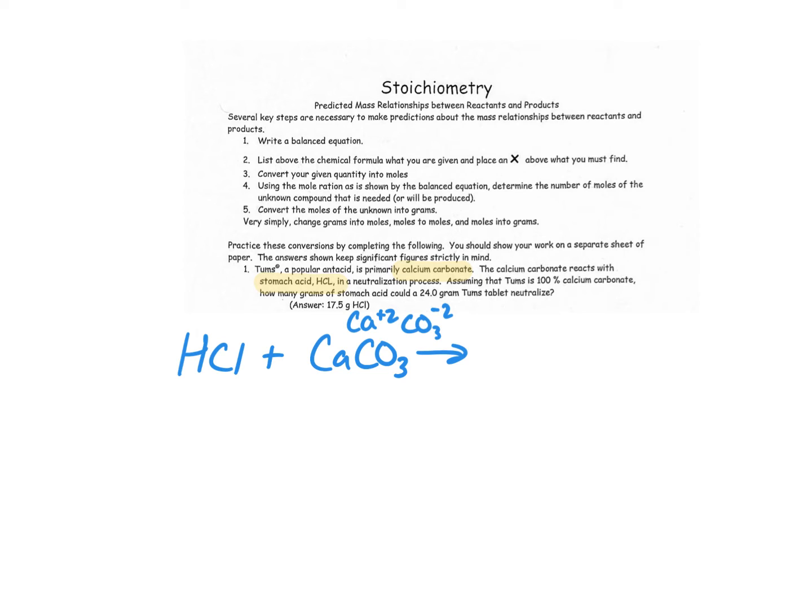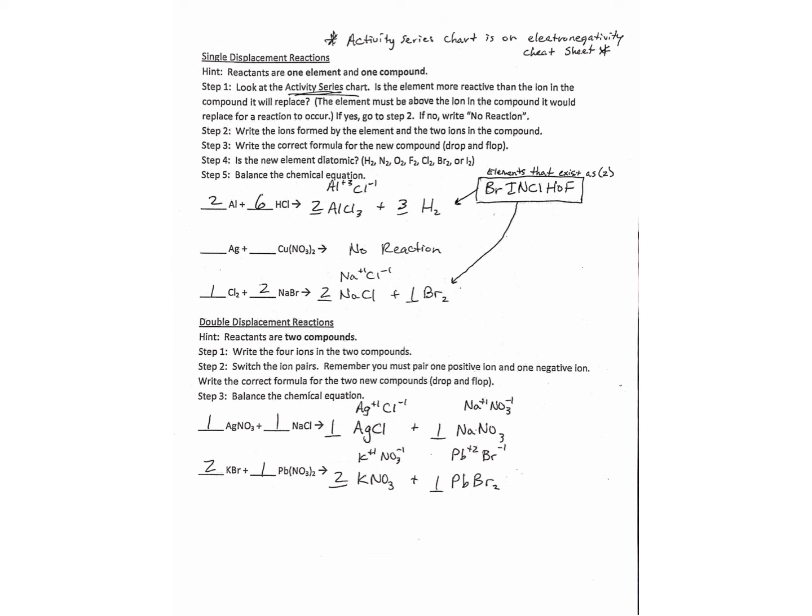What we need to do next is figure out what type of reaction that is. So you're going to want to look on your predicting reference sheet. When we look at that reaction, we see that we're dealing with 2 compounds. So that's going to be a double displacement reaction. Make sure you're following the steps here. We're going to write out the ions. We're going to switch the ion pairs. I mentioned in class it's kind of like a polka.